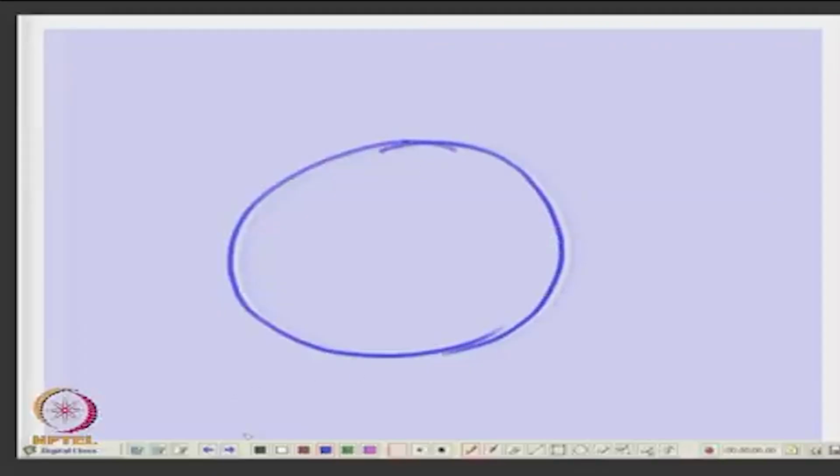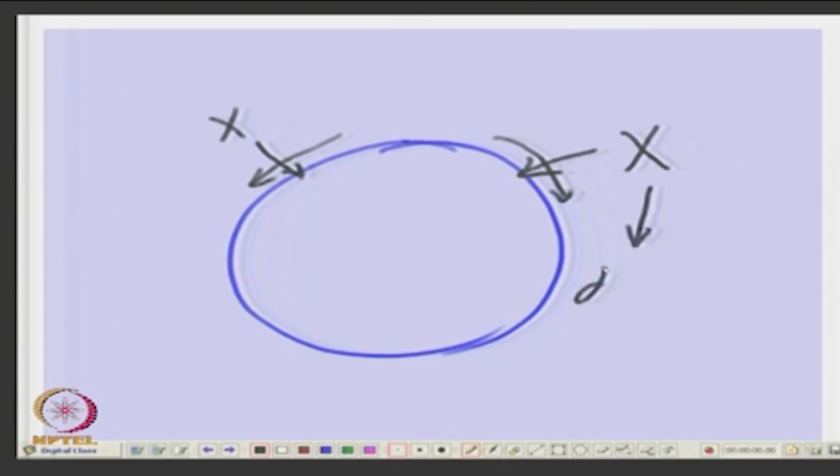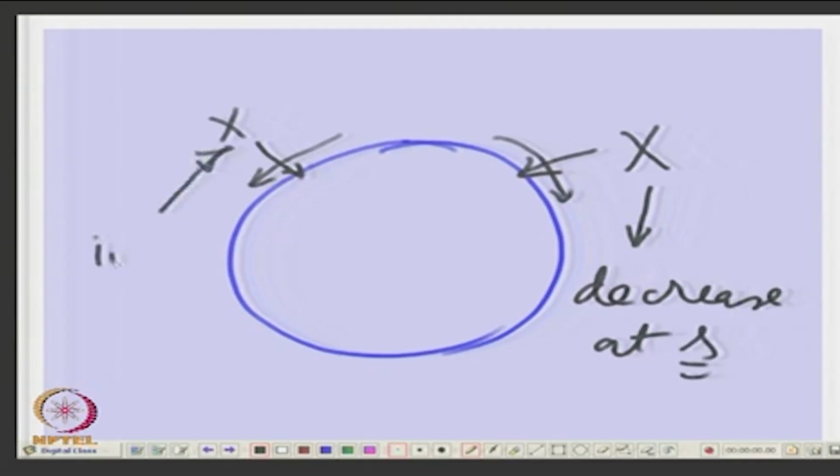See, this rotor, it was at some positive potential x due to the forward field, and also potential x due to the backward field at start, is it not? Now, what I am trying to say is that at run, this will decrease at any slip s, and what will happen to this? This will increase at s. Why is it so? Why does it happen?